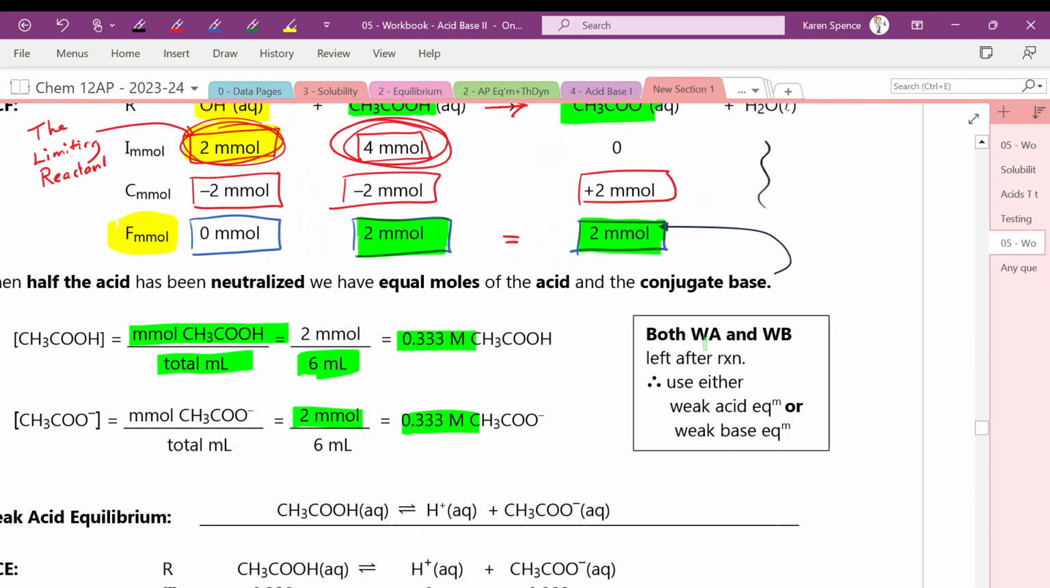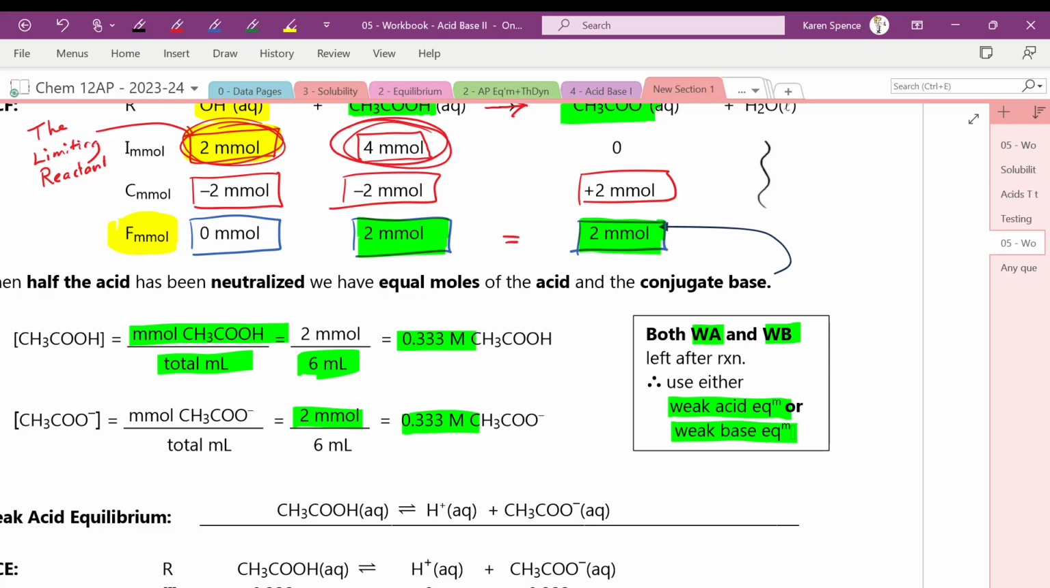So we now have both the weak acid and the weak base. So we can use either the weak acid equilibrium or the weak base equilibrium. So you can either put CH3COOH on the right and have it react to form the base, or you can put CH3COO minus on the right and have it react to form the acid. The math will work the same regardless. Which do you think will be easier? Which one will involve less math?